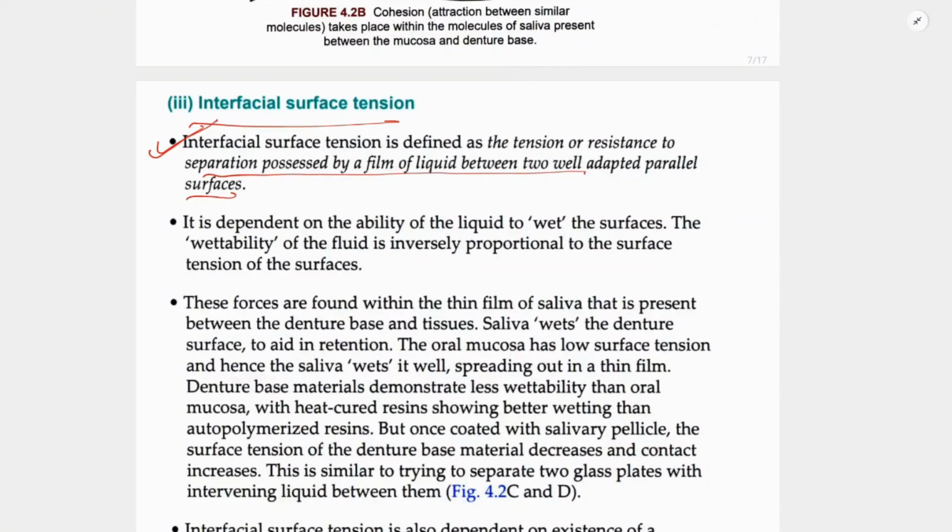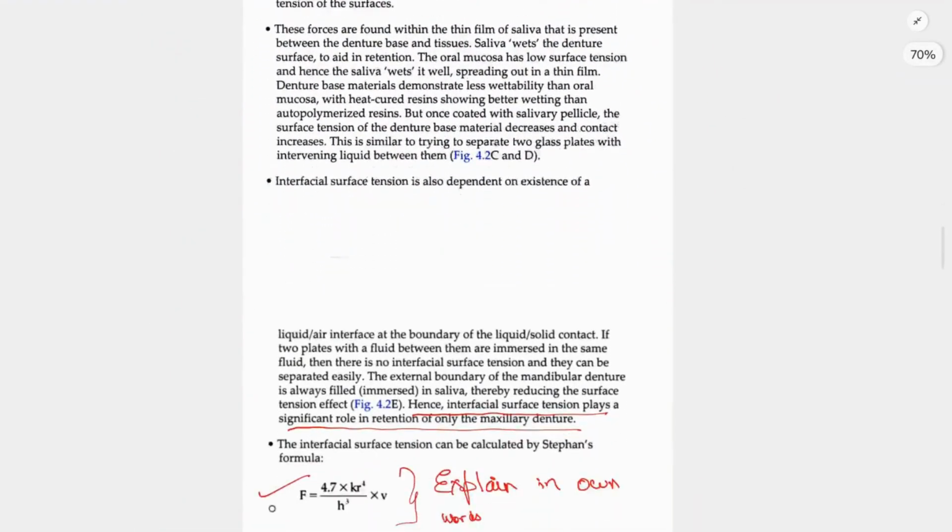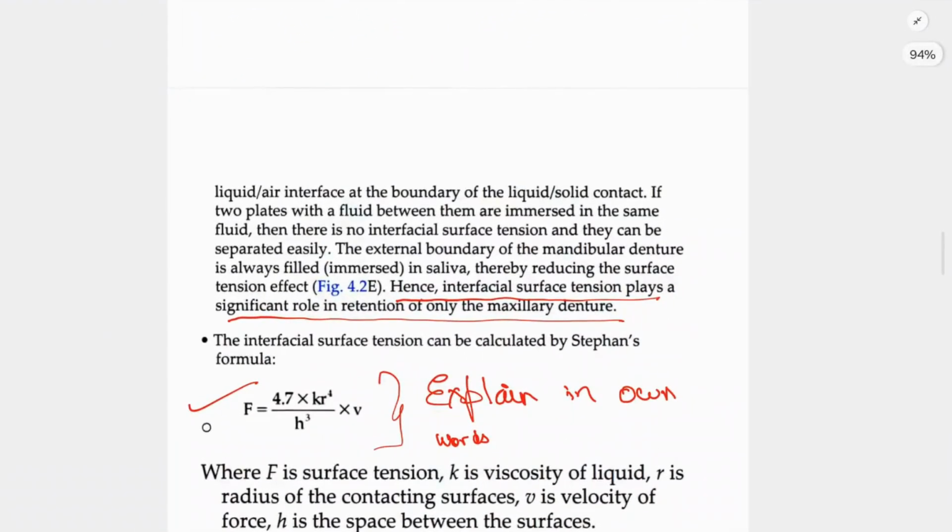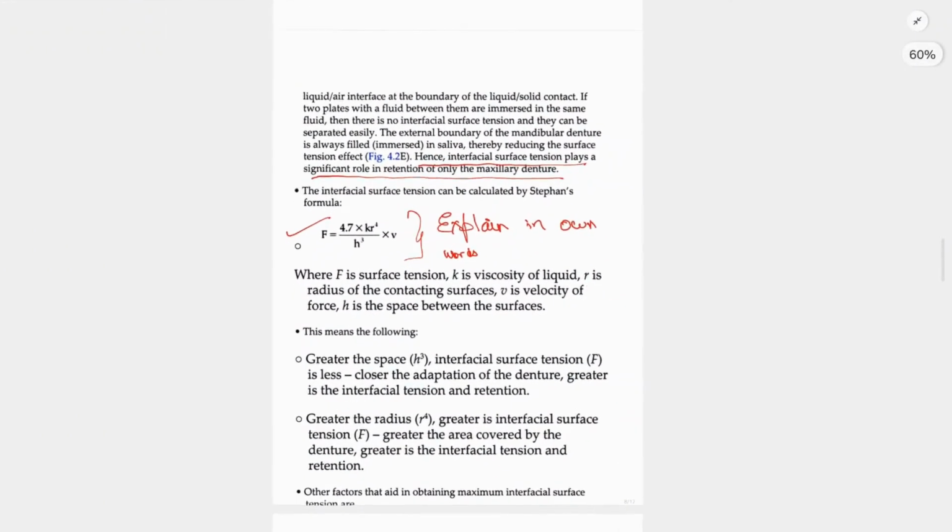It is dependent on the ability of the liquid to wet the surface. This point is the key point in interfacial surface tension. After that, you can just mention the formula, that is F, that is the force, is equal to 4.7 into K r power 4 by H cube into V.